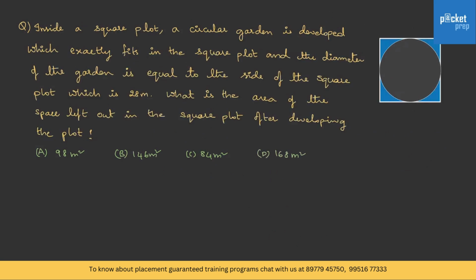Here we have another question. Inside a square plot, a circular garden is developed, which exactly fits in the square plot, and the diameter of the garden is equal to the side of the square plot, which is 28 meters.